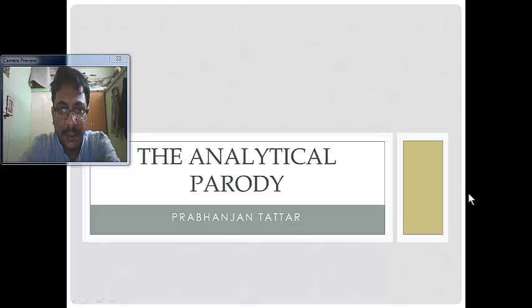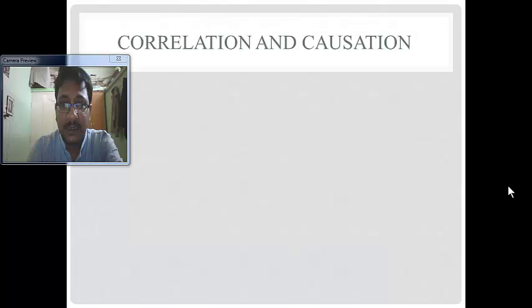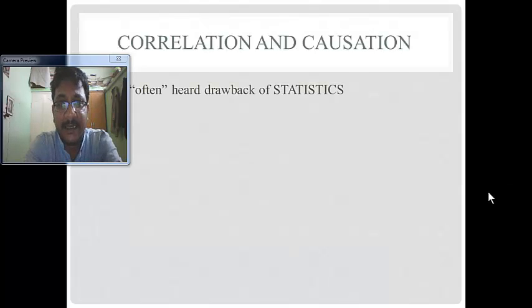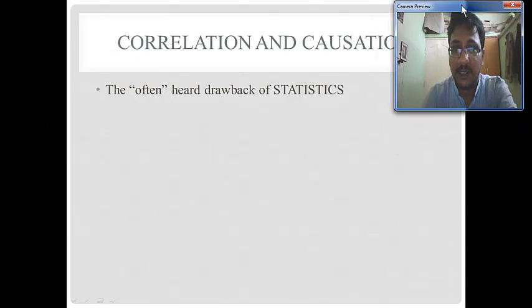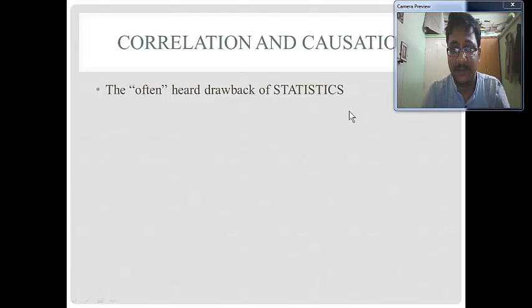Good morning. I would like to explain a statistical parody, or an analytical parody. What has been observed most often is a very infamous sentence, a drawback of the subject, which has been extrapolated to explain almost every shortcoming of the subject. So what I am trying to hint at is the often used example that correlation does not imply causation. What is this drawback? Let's try to understand it here.